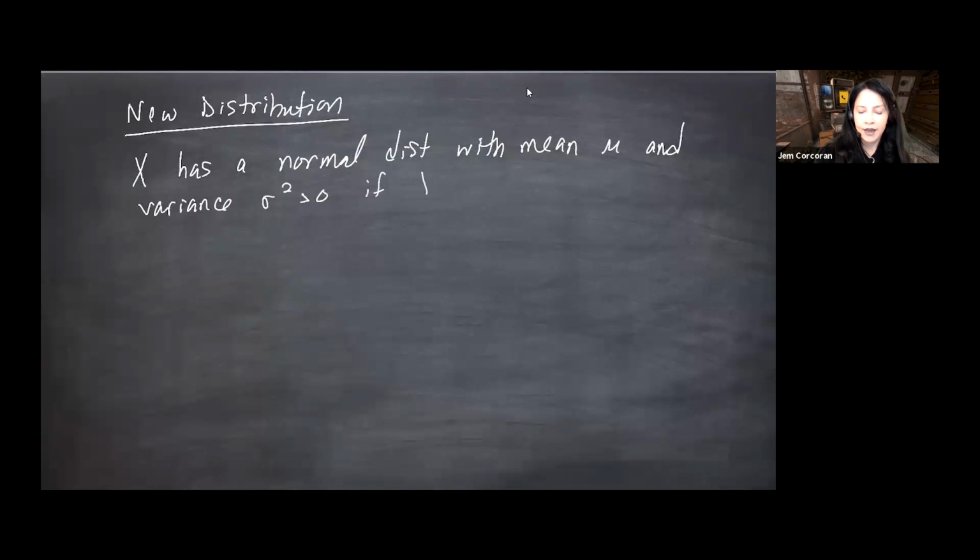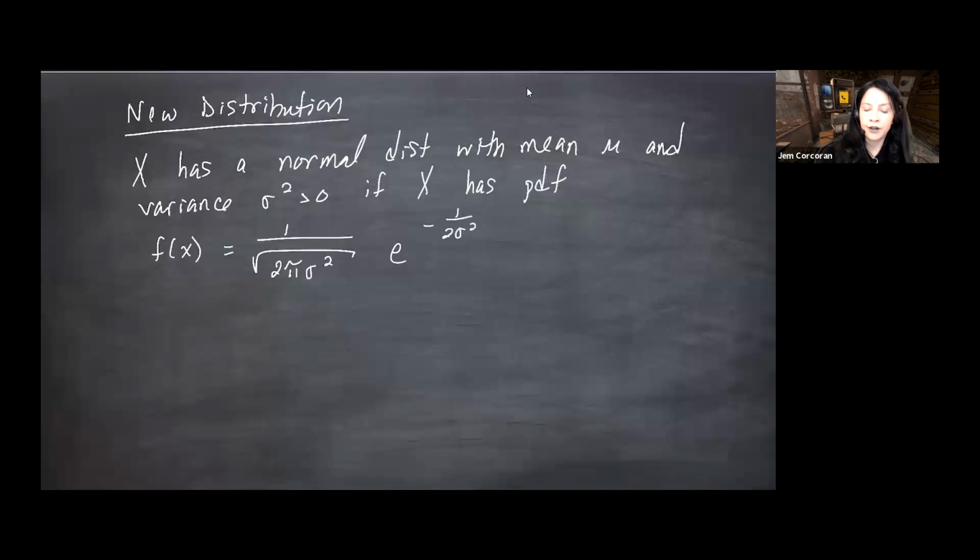If X has PDF f of X is 1 over the square root of 2 pi sigma squared e to the minus 1 over 2 sigma squared (x minus mu) squared. And then there's generally no indicator on this because it holds for all x between minus infinity and infinity. You can certainly write an indicator from minus infinity to infinity, but I think we talked about this before. That would be like running around and multiplying every function you ever wrote down by 1. It's just not necessary.